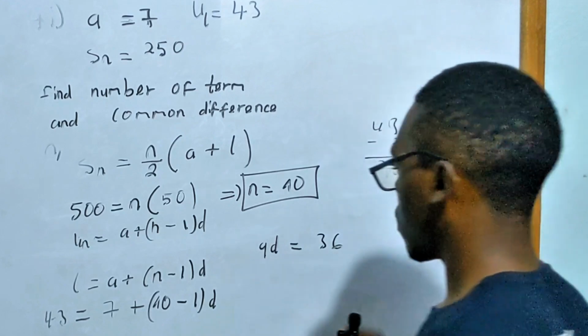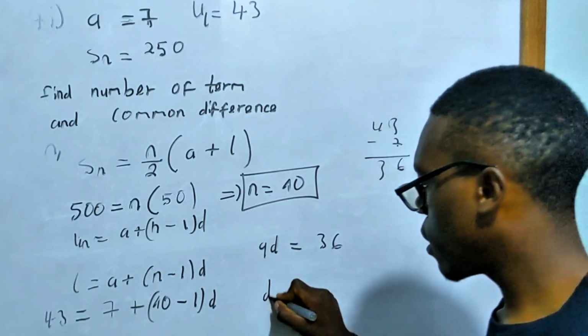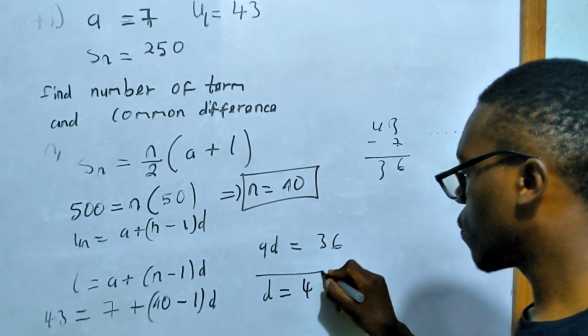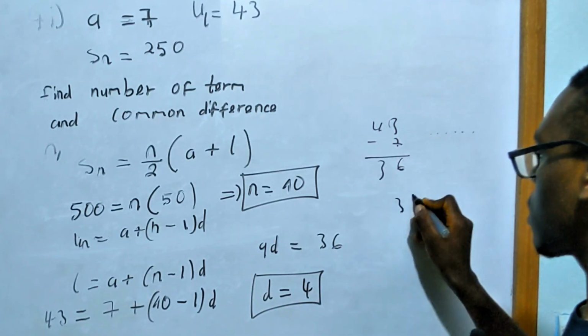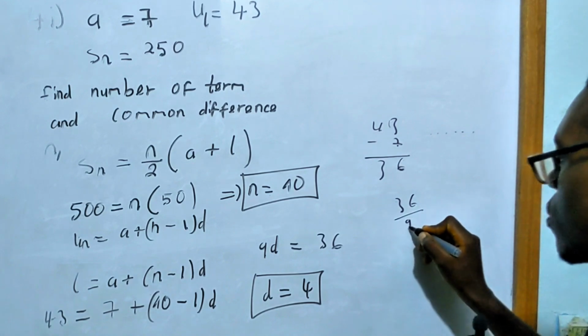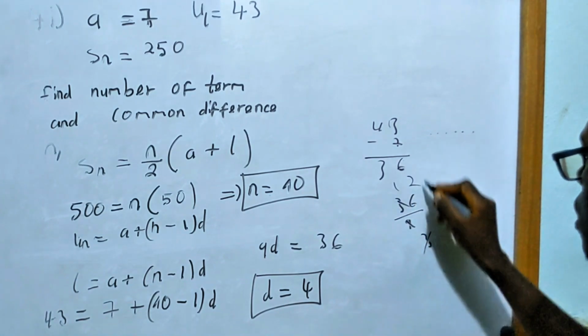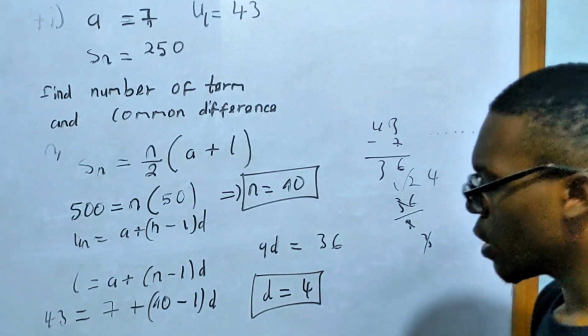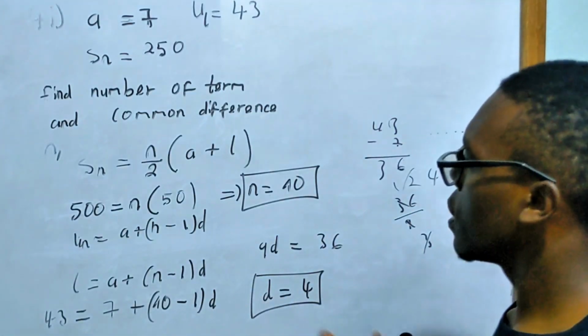9d is equal to 36, then d is equal to what? That will be equal to 4. 36 divided by 9 is equal to 4. If you take 3 here, there is 1, 2, 3 again, that will be equal to 4. Our d is equal to 4. Hence, we can just say we made it.